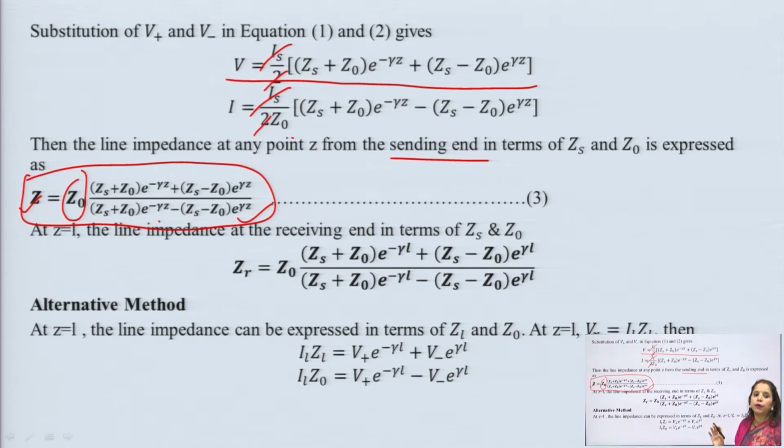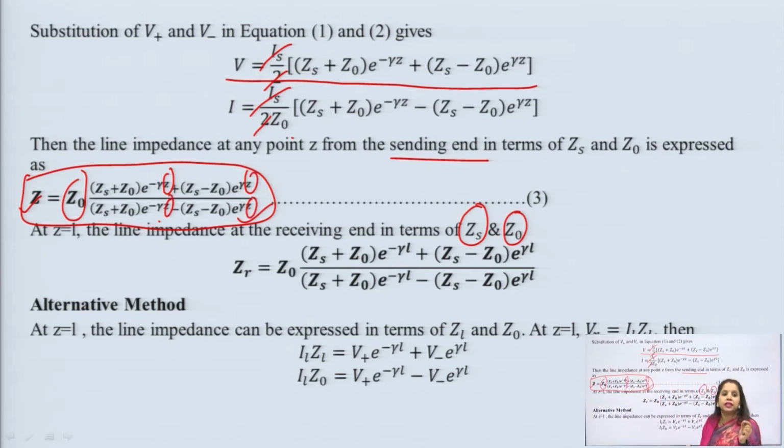And for example, if we want to find out the line impedance at the receiving end in terms of Zs and Z naught, that is the impedance at the sending end and the characteristic impedance, of course. When we talk about the other methods of finding the impedance from the receiving end, in that case we will talk about ZL in terms of ZL and Z naught. But here we are calculating the line impedance from the sending end. That is why the impedance at the sending end is taken into consideration, which is our Zs, and Z naught will always remain. So, for finding the impedance at the receiving end, what we have to substitute? We have to substitute the Z here. You are able to see the Z. In all expressions, we have a Z.